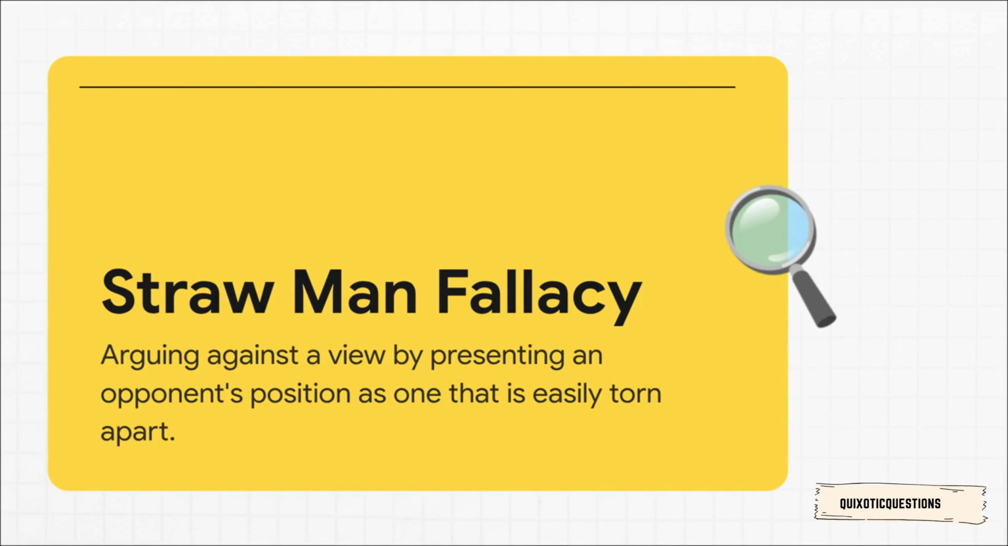All right, next up is another master of distraction, the straw man fallacy. Imagine you're in a fight, but instead of fighting a real person, you build a scarecrow out of straw and beat that up instead. You'd win pretty easily, right? Well, that's exactly what this fallacy does. You take your opponent's argument, twist it into a weaker, dumber version, and then you knock that down.